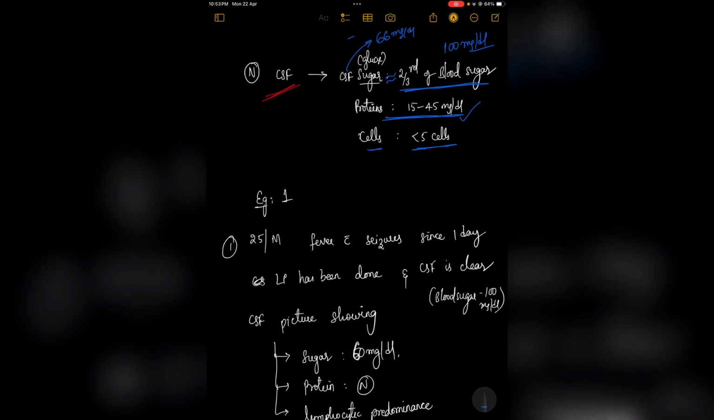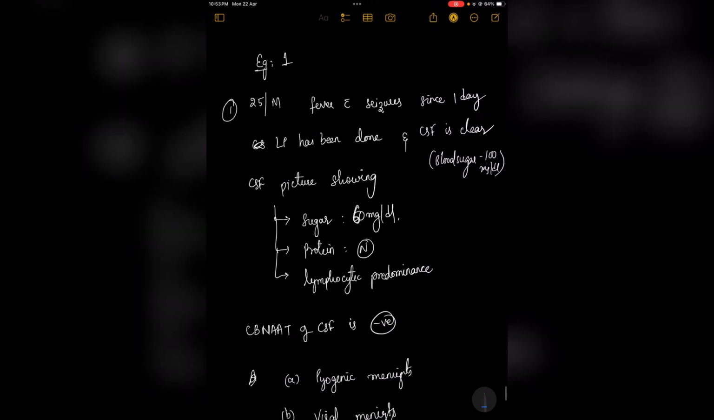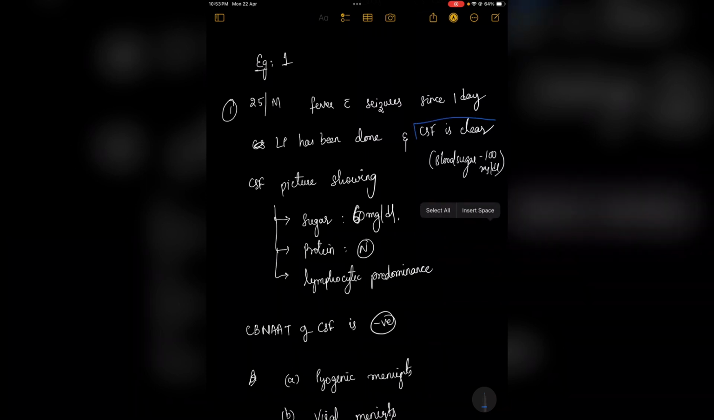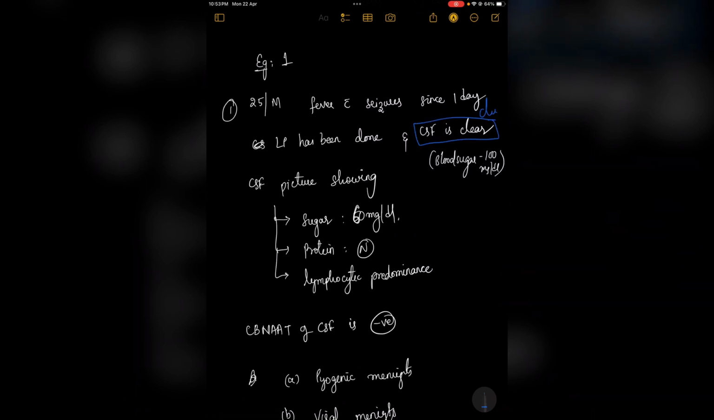This is normal. Okay, let's solve some examples. We'll get to understand it in a better way. A 25-year-old male patient presented with fever and seizures since 1 day. LP has been done and CSF is clear. Given CSF is clear is a clue.